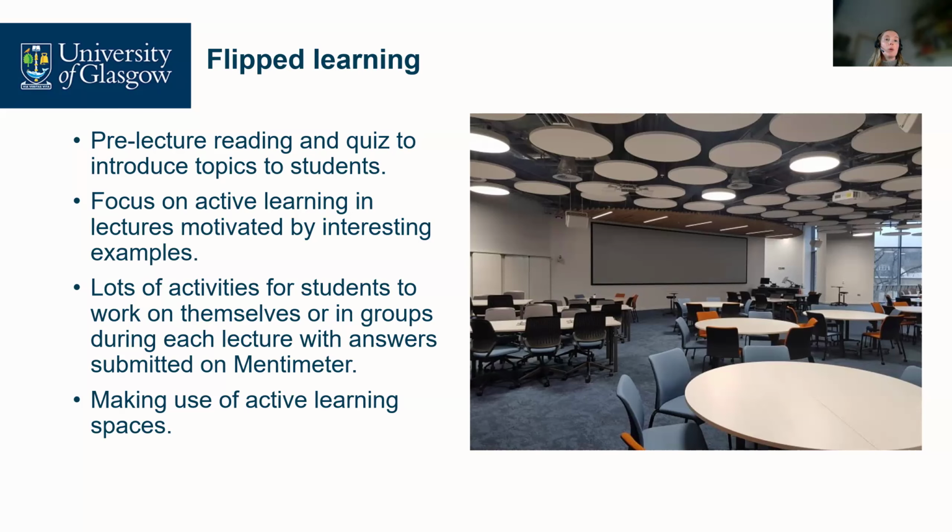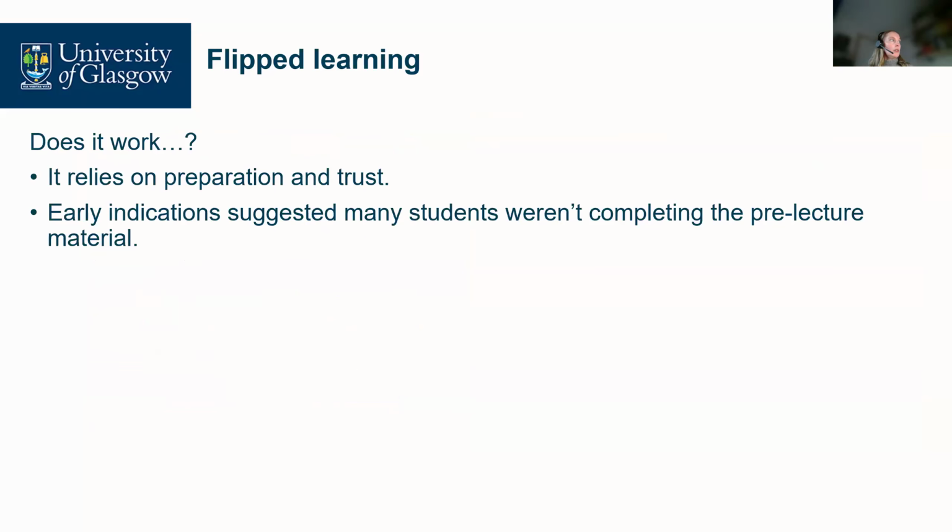You can see in the picture here, we were very, very lucky to be given one of our active learning spaces within the University of Glasgow. So this room is really set up perfectly for what we were trying to do. The students are sat within groups automatically. There are screens all around the room. You're all on one level, so we can walk and wander amongst the students as well, which is really great. So we were very, very lucky with that.